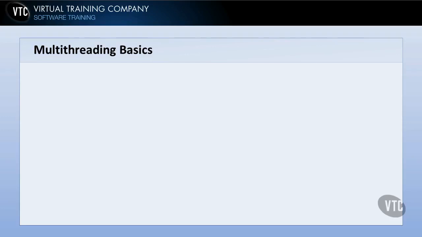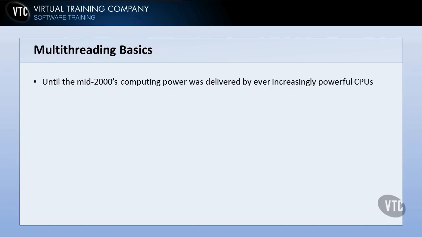So you need to understand some basics about multi-threading, and I would strongly encourage you to go out and do some reading and some tinkering with multi-threading. Tinkering is a Southern technical term for practicing, because multi-threading is a part of our world now. Keep in mind, until the mid-2000s, computing power was delivered by ever-increasingly powerful CPUs. Moore's Law stated that about every 18 months, the processing power doubled, and they've kept that up. It's actually gotten shorter. Now, the CPU, of course, is the central processing unit, or the processor.